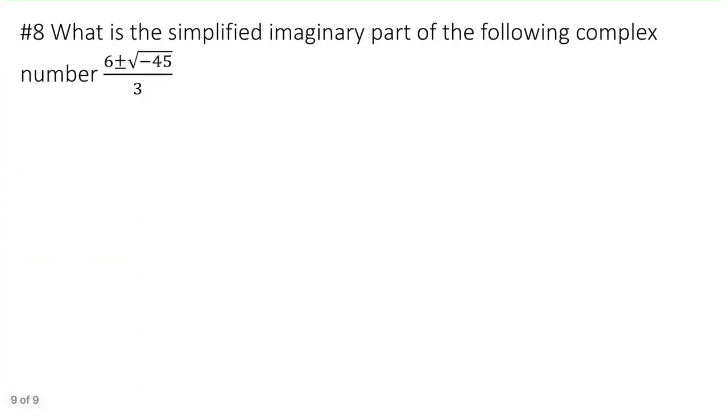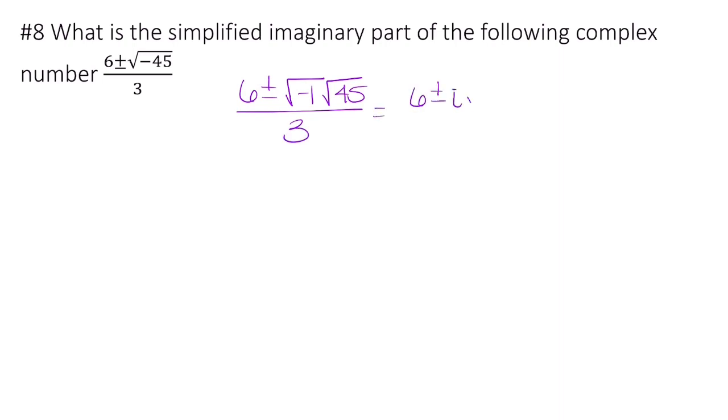So now let's try this problem. So we're going to simplify the imaginary part of this complex number. So I know it's a complex number because I have that negative under the square root. So I'm going to rewrite this as 6 plus or minus the square root of negative 1 times the square root of 45 over 3. So remember, the square root of negative 1 is equal to i, so I have 6 plus or minus i square root of 45 over 3.